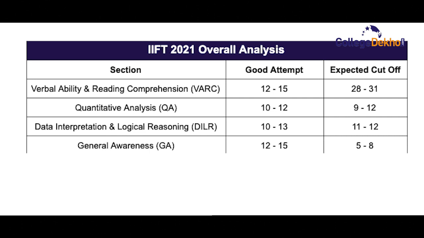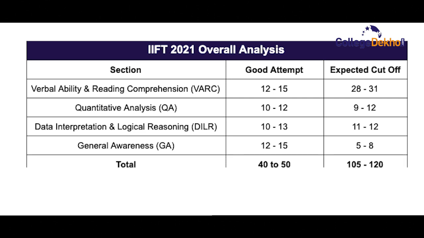An attempt of around 10 to 13 questions in the DILR section is a good attempt as per our estimates, and the expected cutoff is around 11 to 12 marks. The number of good attempts for the general awareness section lies around 12 to 15, and the expected cutoff for this section is estimated to be around 5 to 8.